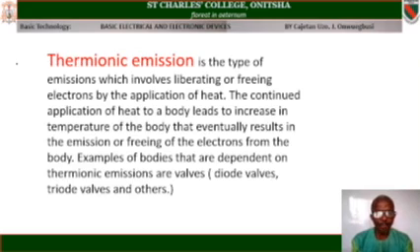Thermionic emission. This is a type of emission which involves liberating of free electrons by the application of heat. The continued application of heat to a body leads to increase in temperature of the body, which eventually results in the emission or freeing of the electrons from the body. Examples of bodies that are dependent on thermionic emission are valves, for example, diode valves, triode valves, and others.